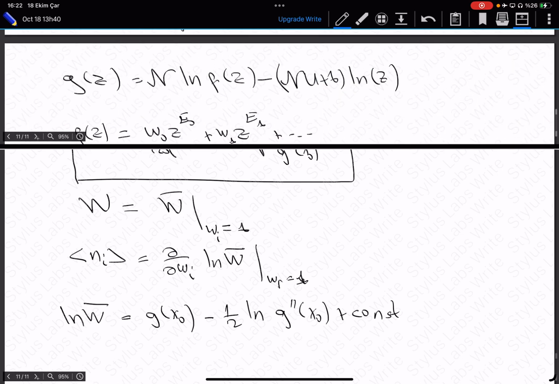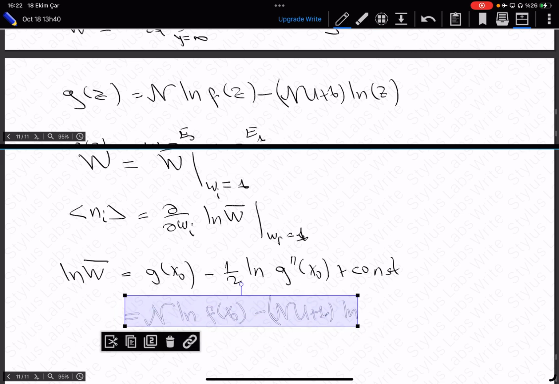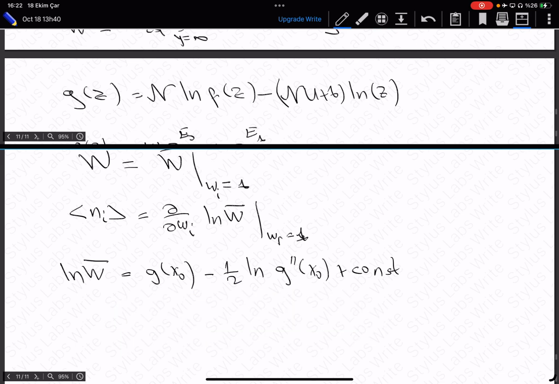Now, what is g? This is n logarithm of f of x0 minus nu plus 1 logarithm of, well, I need to calculate, sorry. I think I will leave the rest as a homework. It's just tedious and long, just take this from there, that from the other equation.